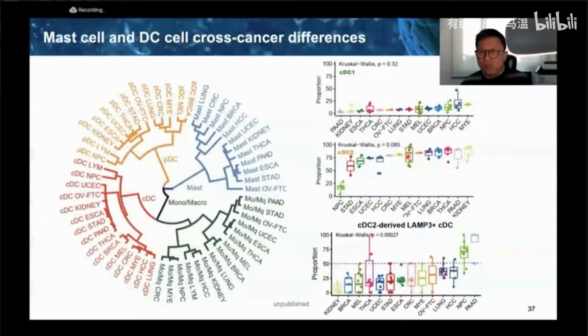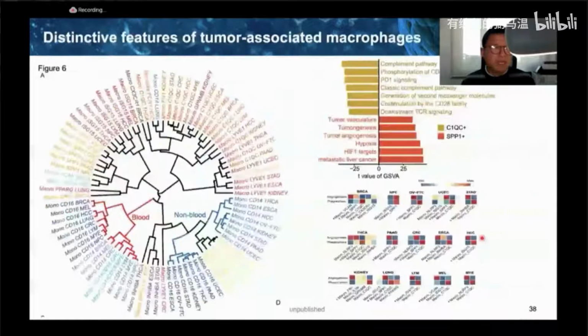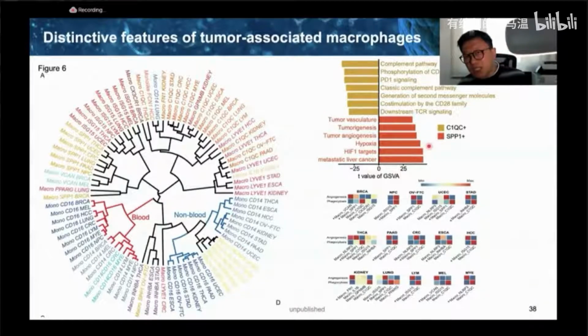If you look at mast cells and dendritic cells, there are a lot of similarities that I'm not going to talk about. If you look at cDC1 and cDC2 presence, they are fairly consistent. But if you look at the cDC2-derived LAMP3 DCs, there are a lot of variations, which I'm going to skip since I'm running out of time. For macrophages as well, there's a lot more diversity, but you do see the presence of these two types of cells in many of the cancer types, except that their relative abundance, and their relative abundance in conjunction with other macrophage cells, are very different in different cancer types.